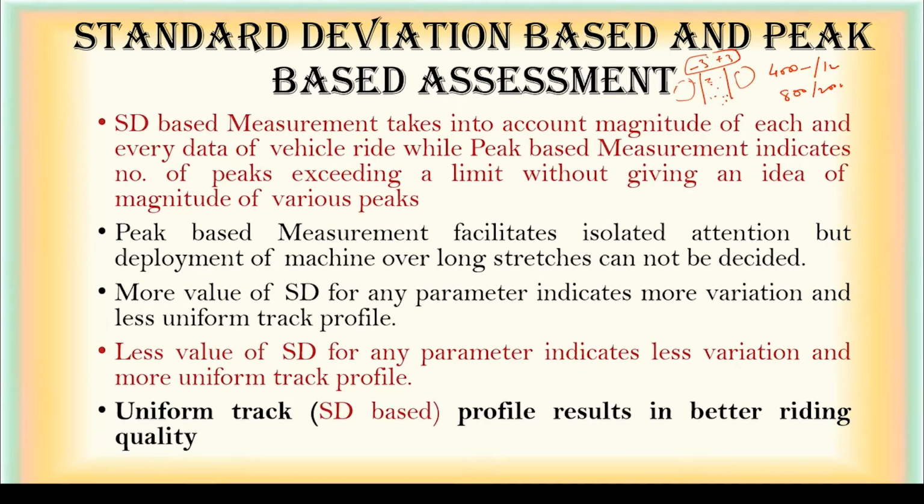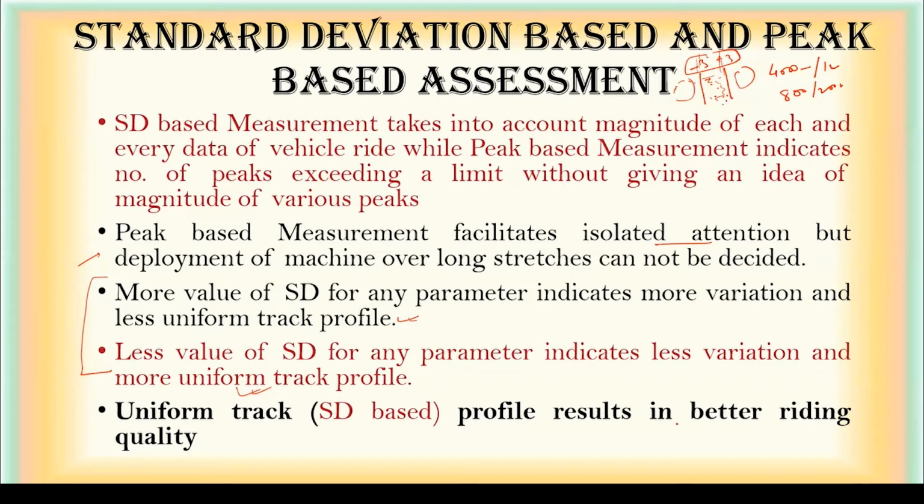So we don't actually know the overall condition of track, parameter or locations where track is within this tolerance. We are not aware about that. Whereas in standard deviation, we take cognizance of each and every defect or each and every parameter जो भी record हो रहा है. Peak based measurement facilitates isolated attention, and hence we cannot deploy machines on long stretches based on this measurement. SD value indicates more variation and less uniform track profile. Less value of SD indicates less variation and more uniform track profile, and this helps in deciding machine maintenance.